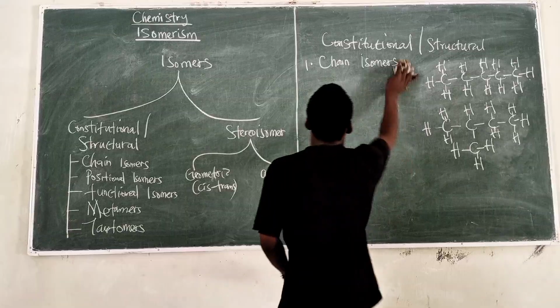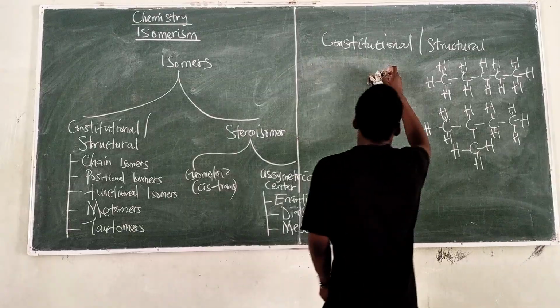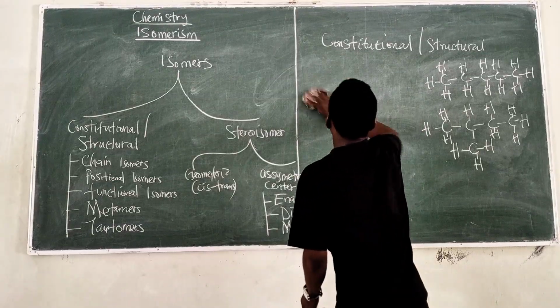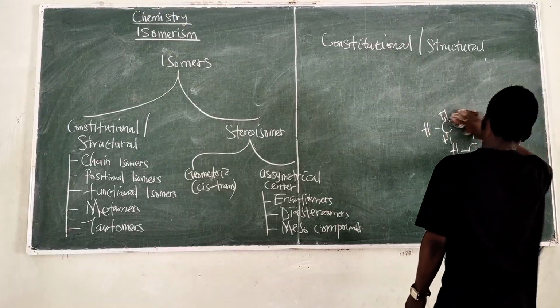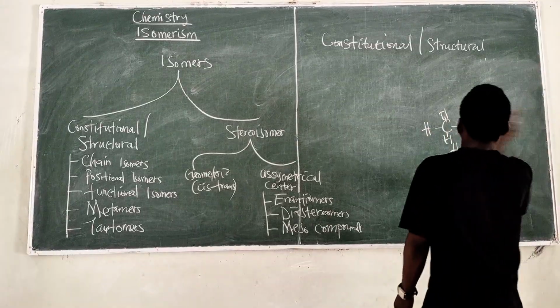So the second type of constitutional isomer that we'll be looking at is positional isomers.